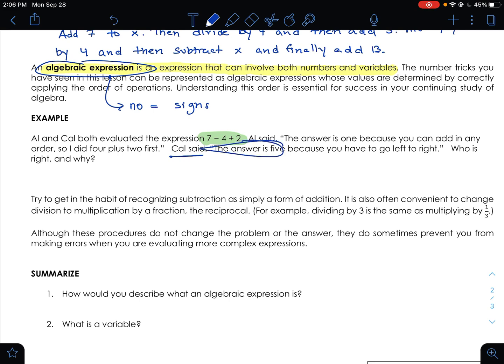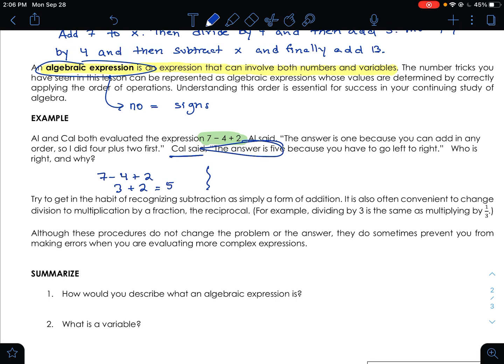The reason is that if you go from left to right, you get 7 minus 4 plus 2. So 7 minus 4 is 3, plus 2 is 5. Now, I want to talk about what Al said, because technically Al's thought process was not incorrect. We are able to do addition and subtraction in any order.